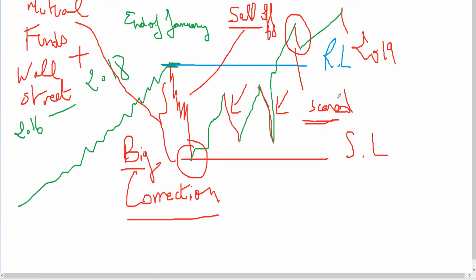It means they are following the trend by selling each time. Okay, following the trend if it is an uptrend. Now, as you can see, the difference between a sell off, which is a big correction, and a small sell off.